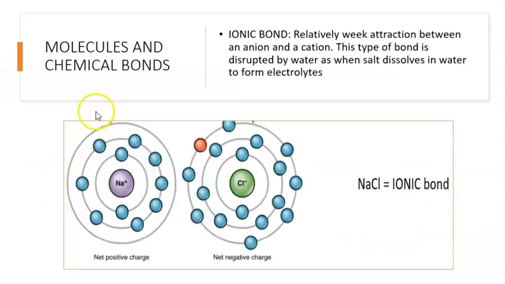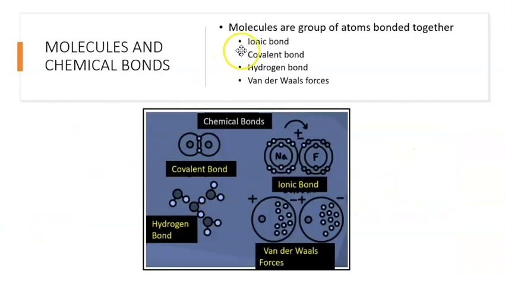Let's scroll down and we see molecules and chemical bonds. We already talked about one of them, which is the ionic bond, when I mentioned the example of the sodium chloride, your regular table salt. In addition to the ionic bond, you also have other bonds, which are going to be the covalent bond, hydrogen bond, and van der Waals forces.